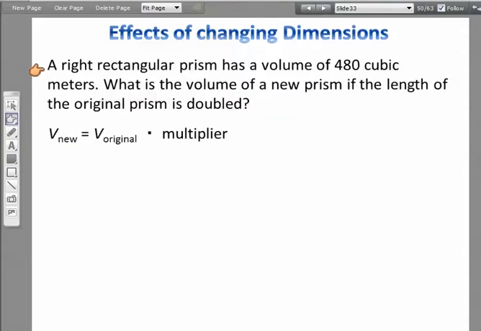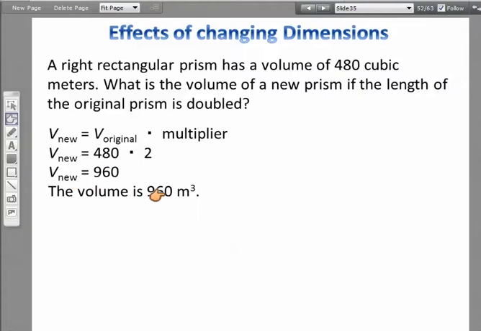Okay, so I have a right rectangular prism that has a volume of 480 cubic meters. What is the volume of the new prism if the length of the original prism is doubled? So remember, my multiplier is going to be doubled, which is 2. My original volume is 480 multiplied by 2. So my new volume is going to be 960 meters cubed.